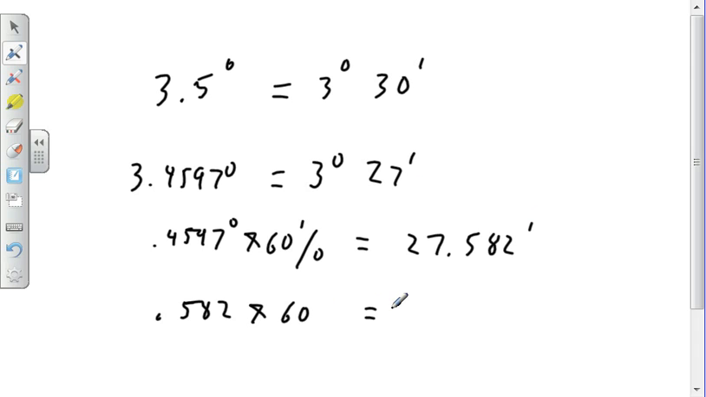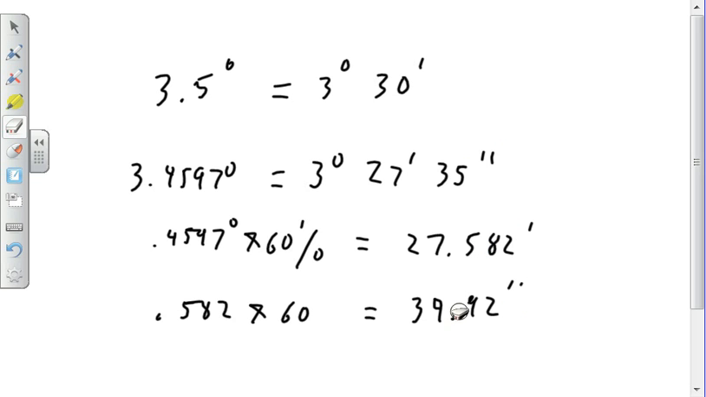0.582 times 60. And I get 34.92 seconds, and I'd probably round that off to 35 seconds. Okay, so that's how I would do that.